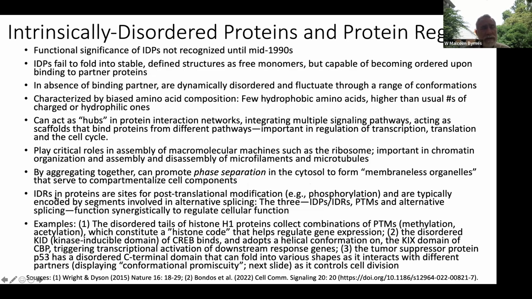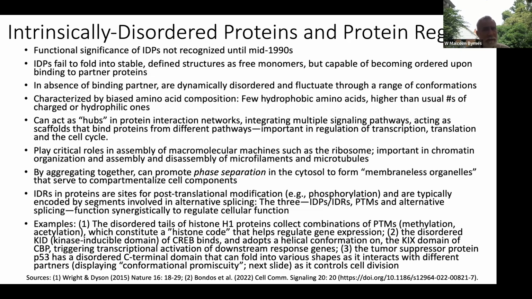Now, intrinsically disordered regions in proteins are sites for post-translational modification, for example, phosphorylation. It's thought that the protein kinases have easier access to these disordered regions. And IDRs are typically encoded by segments involved in alternative splicing. So there's actually, these work together, okay?